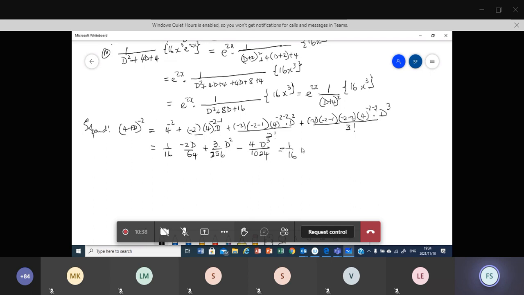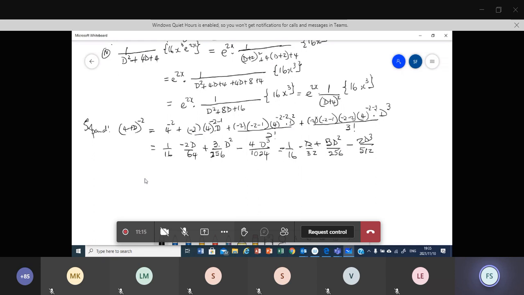So it's 1 over 16, then 2 over 64, that's 1 over 32. Then 3 over 256, just leave it like that, so that's 3d squared over 256. The other one, if you divide by 2, it's 2d cubed over 512. We can also divide further, and we get the correct answer.